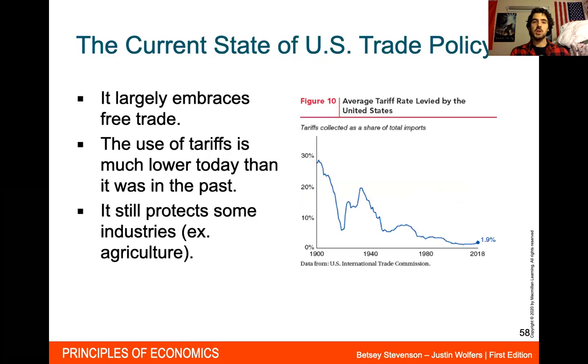Current state of U.S. trade policy. It largely embraces free trade, one of the freest markets in the world. The use of tariffs is much lower today than in the past. The book has noted that about 100 years ago, it was close to 29% in tariff on imported goods. And it still protects some industries, namely agriculture. The farmers' lobby is one of the biggest and is heavily subsidized in the United States.